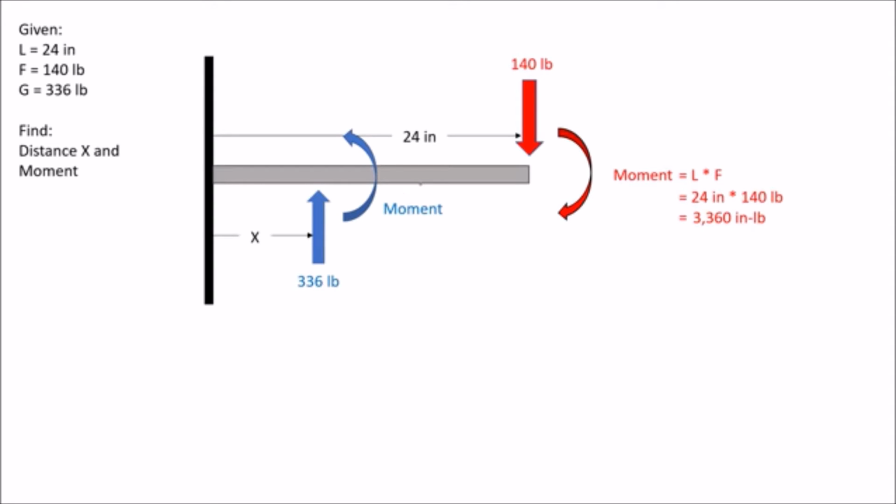We need to create the same moment here, but in the counterclockwise direction. So we can say that our moment is equal to our distance x times our force G. If we substitute 336 pounds for G, and we say that our moments must be equal, then we can simply divide by our force, and we find that x is 10 inches. So if we apply 336 pounds at a distance of 10 inches, then we will create the same moment as 140 pounds applied at a distance of 24 inches.